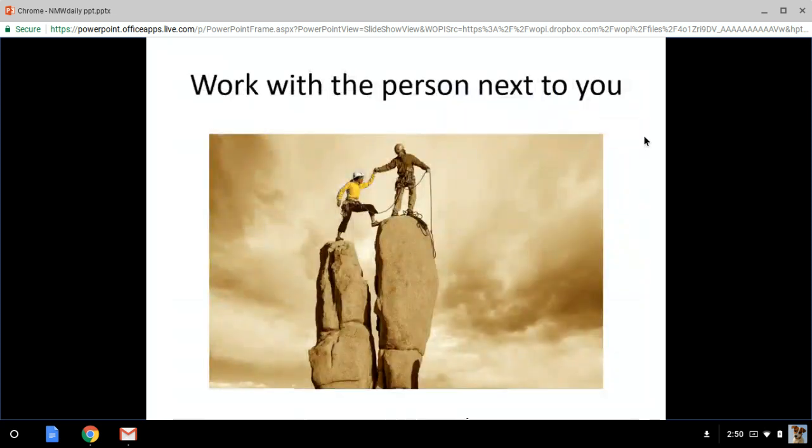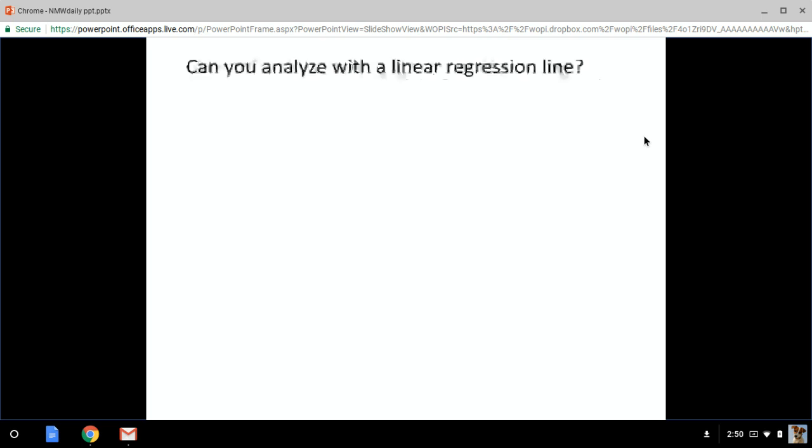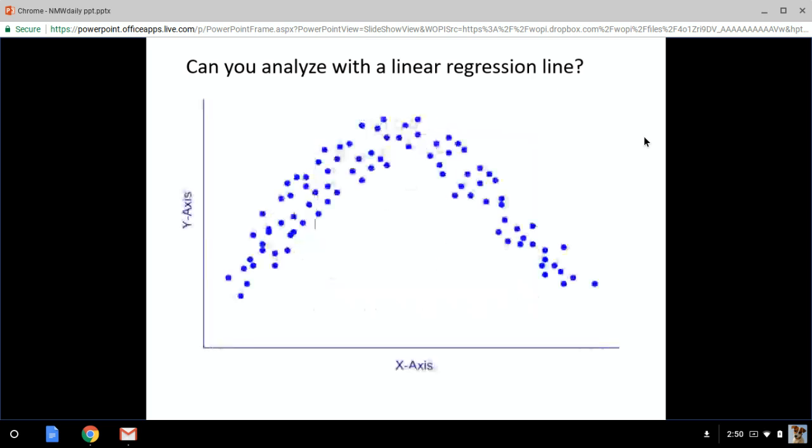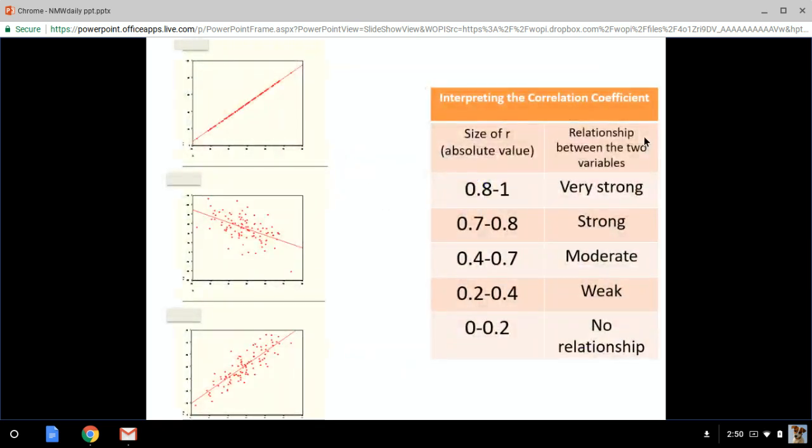Okay, so you can just do these on your own. You don't have to work with the person next to you, but I want you to see if you can analyze with a linear regression line. Here is my scatter plot. Can you analyze? And this is just an example right here. I want you to take a moment looking at these situations and see, can you come up with the R value? So take a moment and then we'll write down what they are. We'll pause the video.